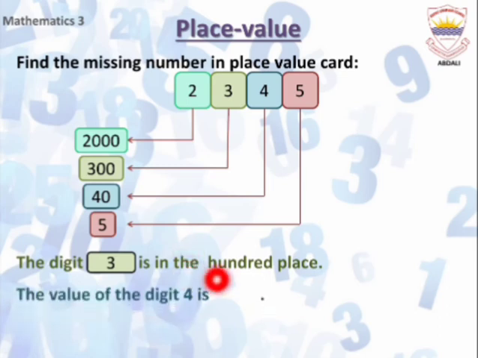Now students, find the value of digit 4. What is the value of digit 4 in the place value card? The value of digit 4 is 40. The 4 is in the tens place, and in the ones place 5 is right. We write 0 instead of 5. At the tens place, the value of digit 4 is 40.